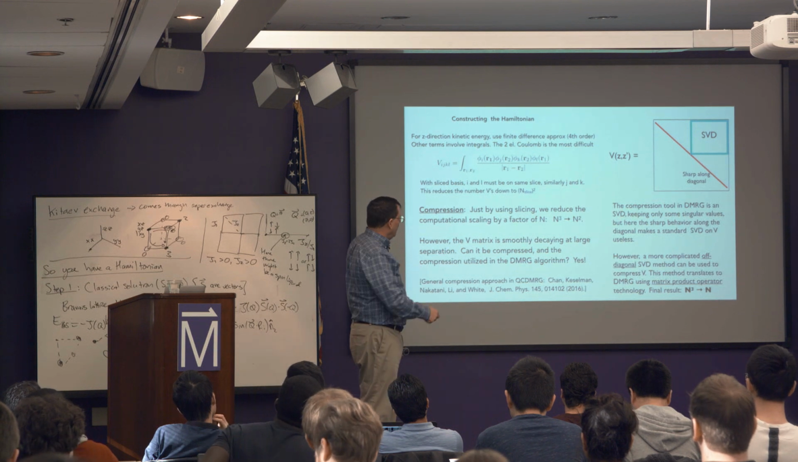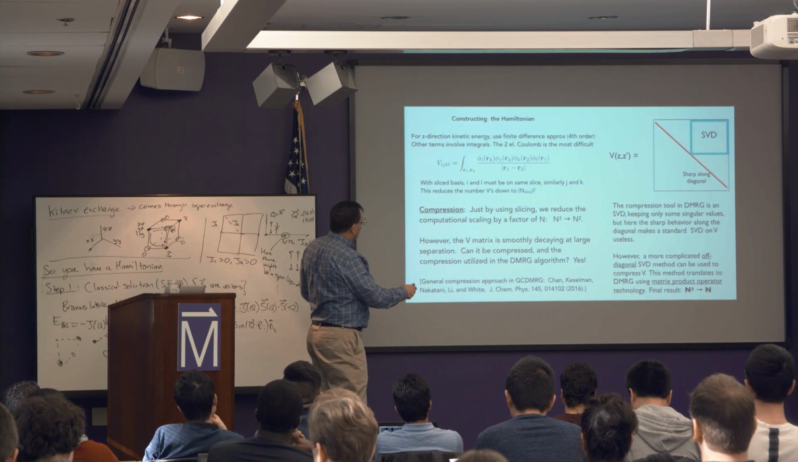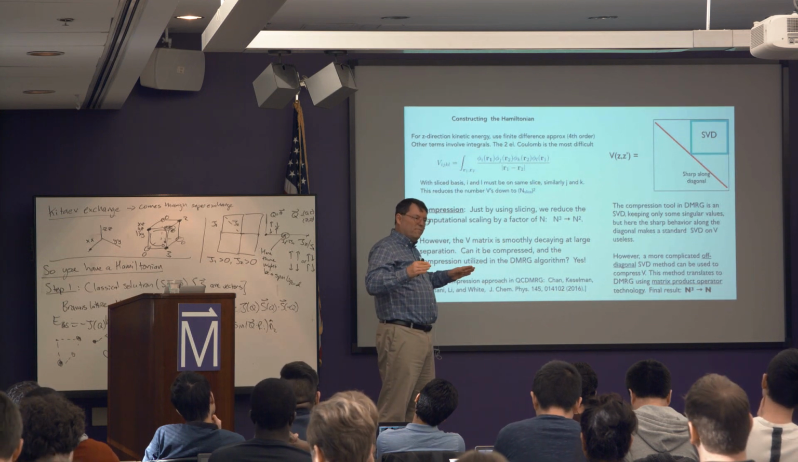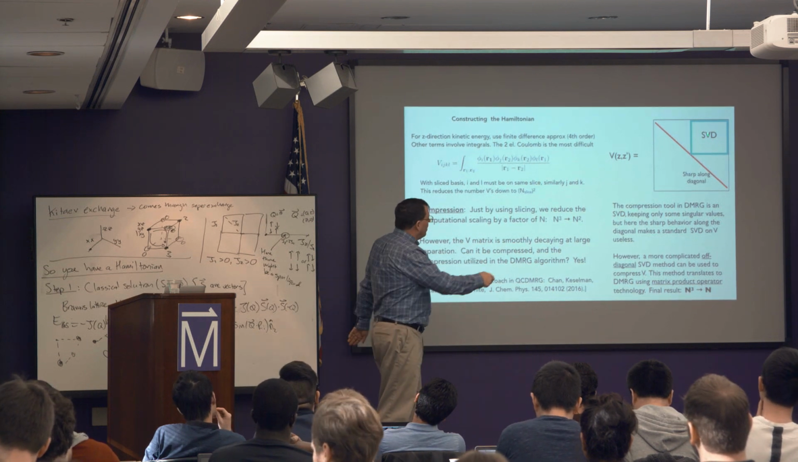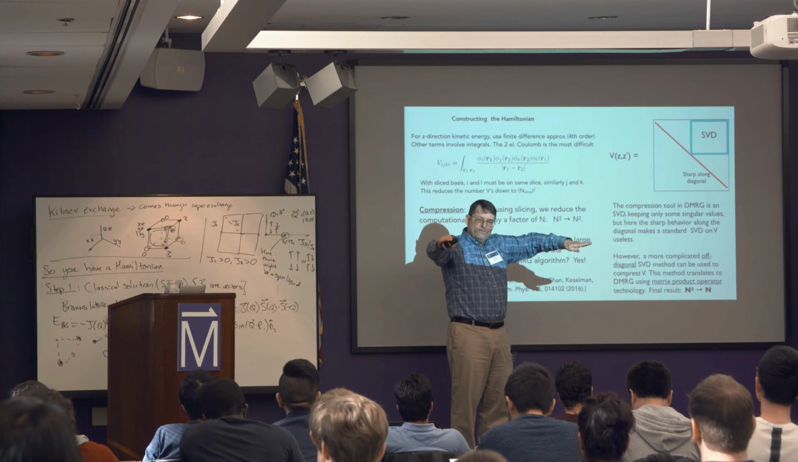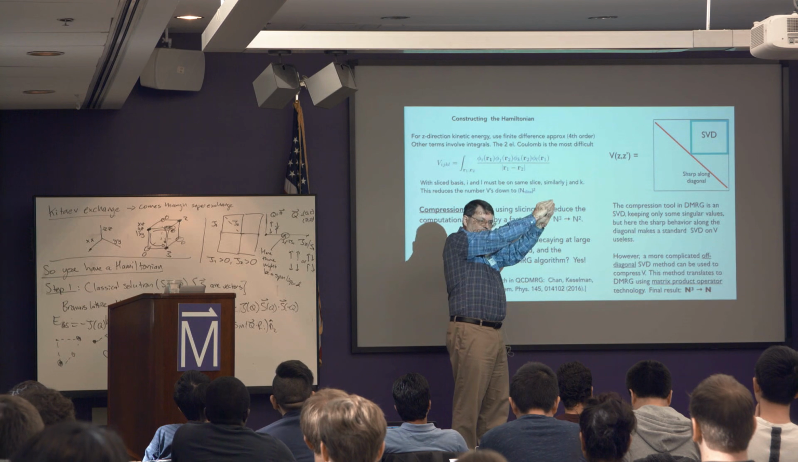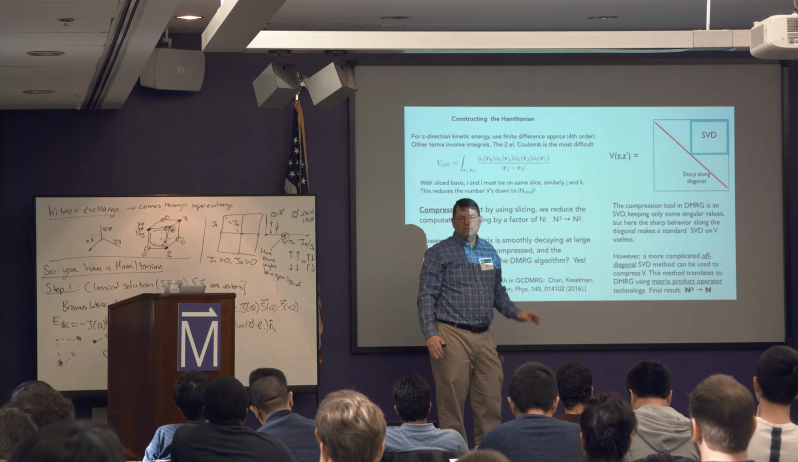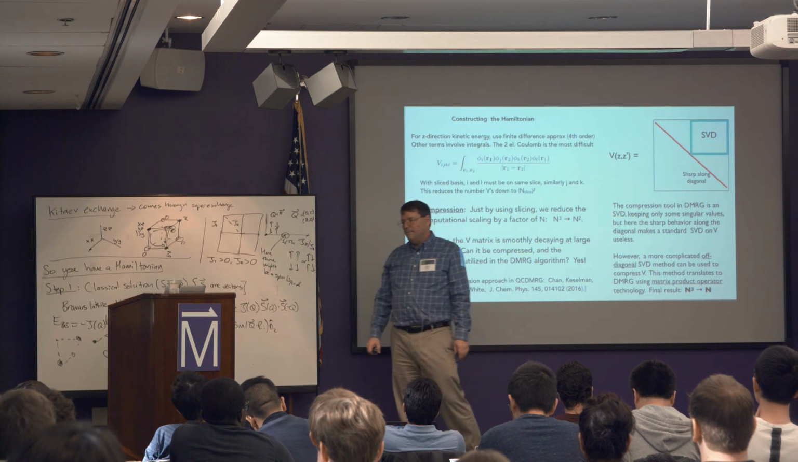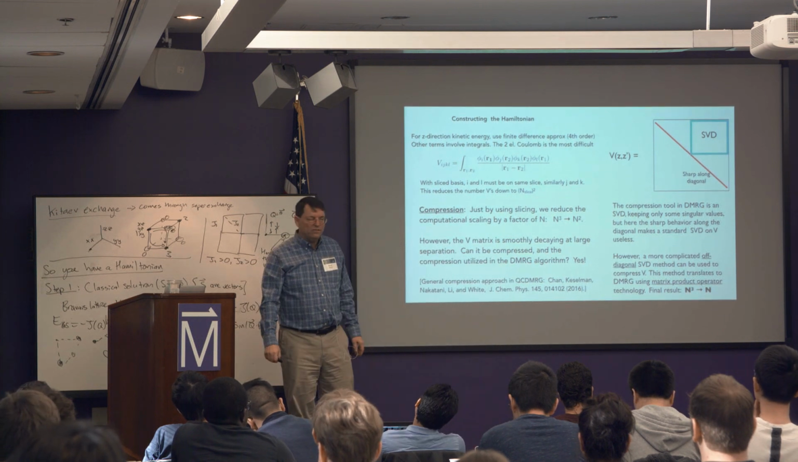Now, if we look at the interaction in this case, it doesn't look smooth. We're thinking about some sort of Coulomb interaction where the diagonal is where the particles are on top of each other. So it's really like a ridge going along the diagonal. If you do an SVD on this whole matrix, it doesn't compress much at all.